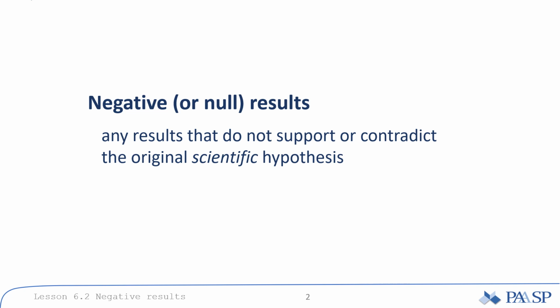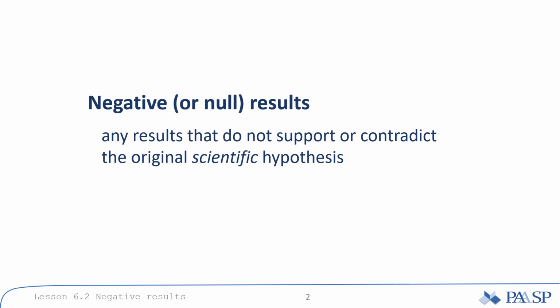Negative results are any results that do not support or that contradict the original scientific hypothesis. To avoid any confusion, we need to emphasize here that we are talking about the scientific hypothesis, as we, the scientists, would formulate it, in contrast to how statisticians would formulate it.